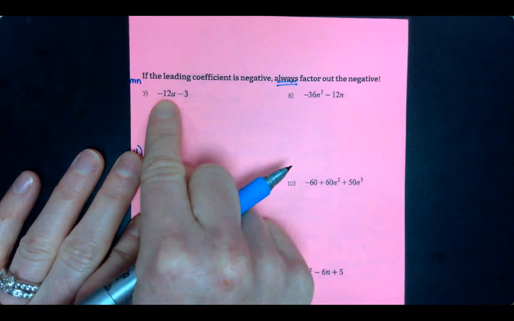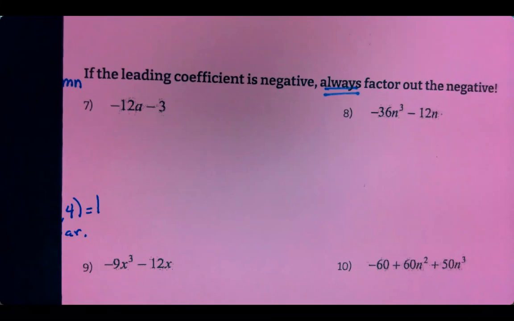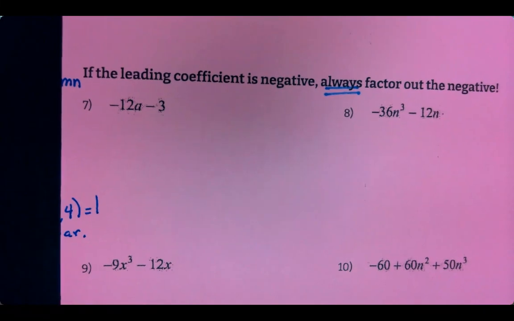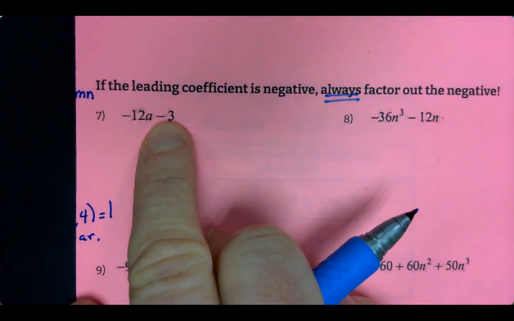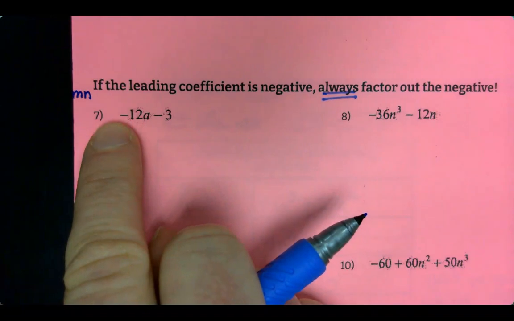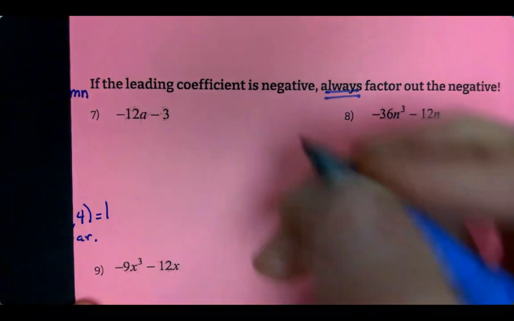So an example would be like here. Go ahead, I'm going to zoom in. It's in the right order. You're always supposed to do it with the variable with the biggest exponent first. So this one has an exponent, the second one doesn't. So it's in the right order. So what we need to do is factor out a negative.